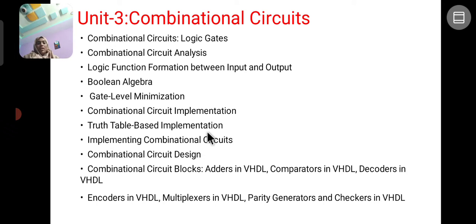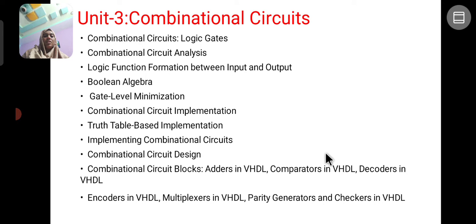In this video lecture, I am going to explain the basic concepts of the third unit and the logic gates we are using in combinational circuits. In the third unit we have combinational circuits, logic gates, how we can analyze a combinational circuit and logic function formation between input and output, Boolean algebra, gate level minimization, combinational circuit implementation and truth table based implementation, implementing combinational circuit design and different combinational circuits like adders, subtractors, encoders.